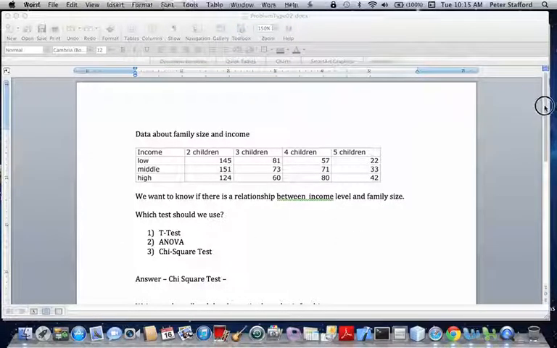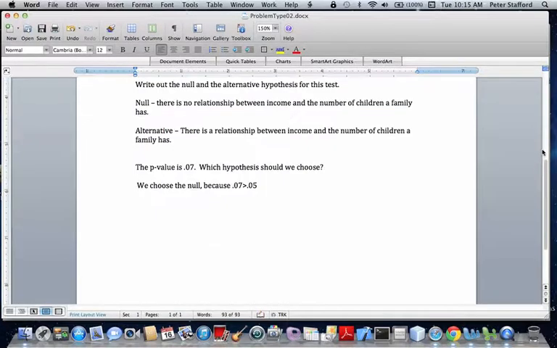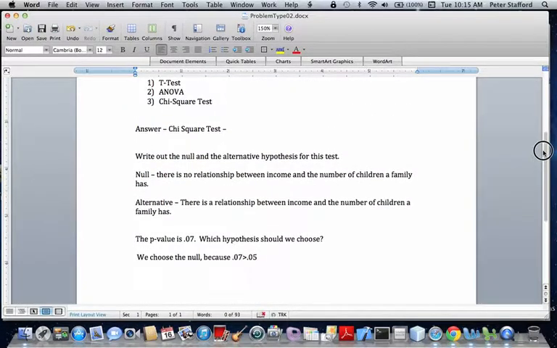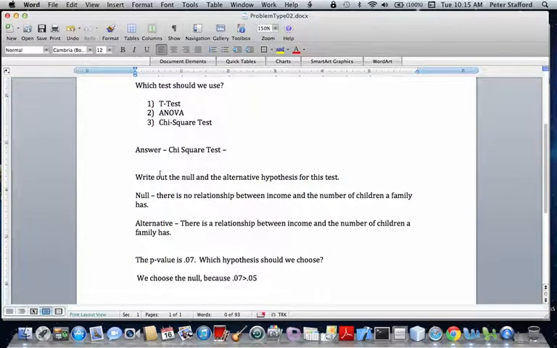All right, so let's go down here and see what else we've got. Okay, here's the other question. What test should we use? Chi-square test. Here's the other question: write out the null and the alternative hypothesis for the test. That would be the question. Here would be the answer.